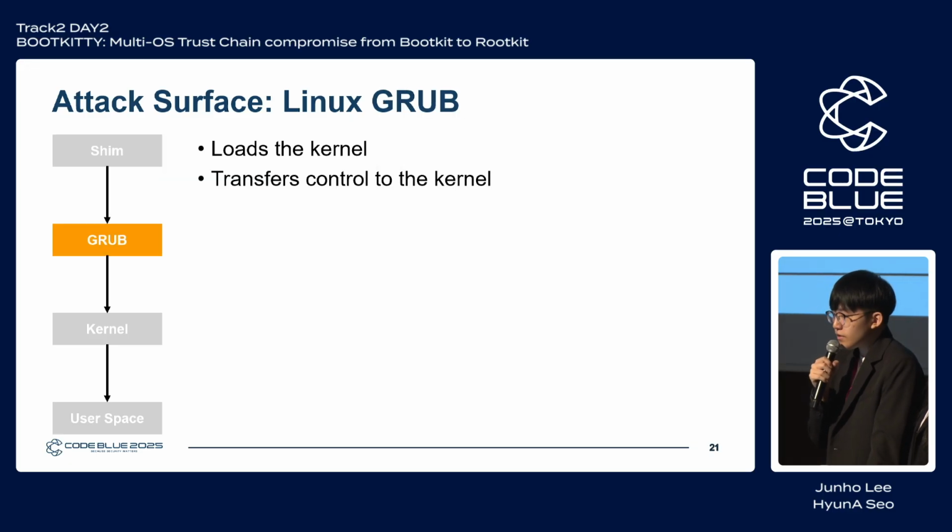Grub is the bootloader. It loads the kernel image into memory and transfers control to it, making it the best point to implement hooks before kernel execution. If an attacker injects code at this stage, they can execute it before the kernel runs and extend the hook into the kernel, resulting in full system compromise.